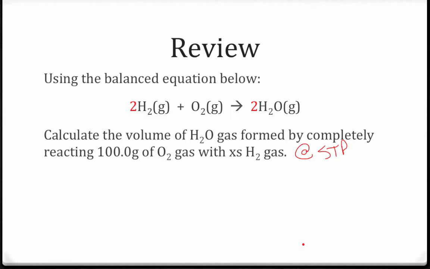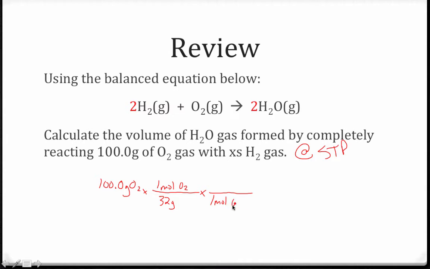To go over the answer, we're going to set this up just like any other stoichiometry problem. We're going to start with our given value of 100.0 grams of oxygen gas. We'll put a multiplication sign and a line. Our first conversion is to go from grams of oxygen into moles of oxygen gas by using the molar mass from the periodic table. Our second conversion factor, just like always, is the mole-to-mole ratio.